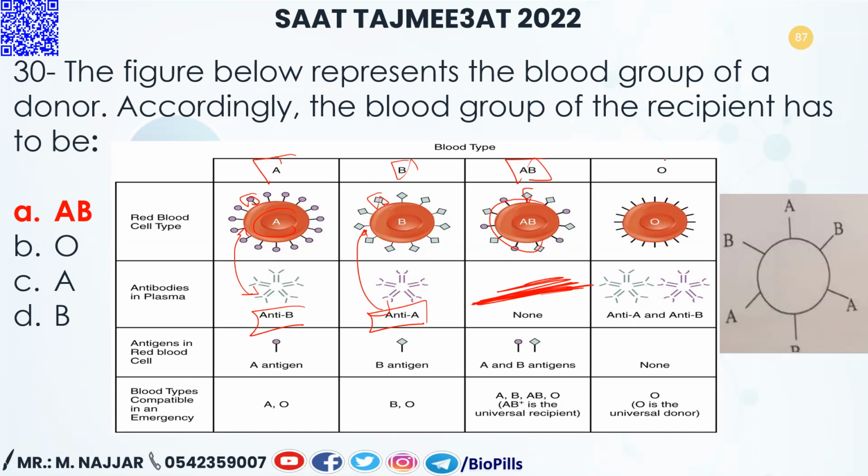In blood group O, it is the opposite: the surface of the red blood cells lacks any antigens, but the plasma contains both antibody A and antibody B. So, of course, the blood group that will be given to the recipient has to be, yes, AB. Why AB? It lacks any antibodies.